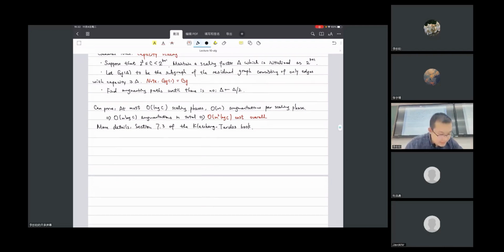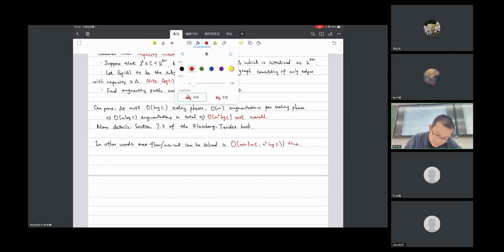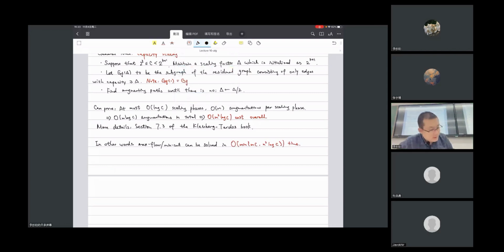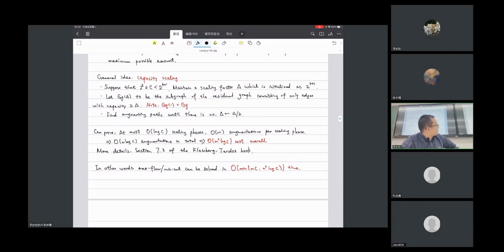Okay, so compared to the original result for Ford-Fulkerson, in other words, max flow and min cut can be solved in this complexity, which is O of the minimum of MC and M squared log C. So this is a very brief discussion about how we can further improve the Ford-Fulkerson algorithm.